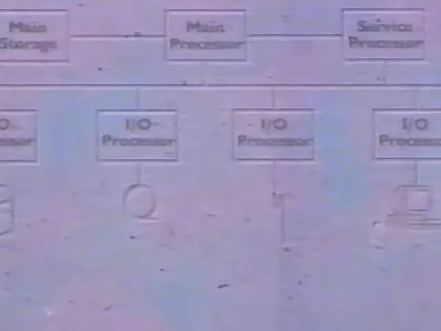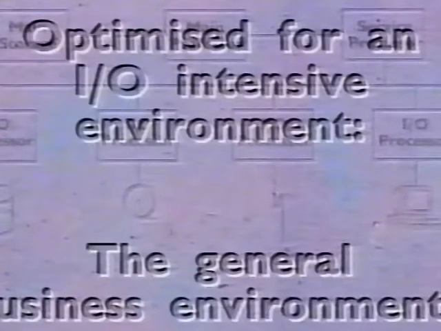And all I/O devices, not only disks but also workstations and communication lines, all have their own processors on an AS400. And on the largest AS400 that you can buy, you can have several hundred processors, which makes quoting MIPs look rather silly. Because what do you do? Do you add all the MIPs together? Do you multiply them? No. You just remember that AS400 is optimized for an I/O intensive environment. In other words, the general business environment.